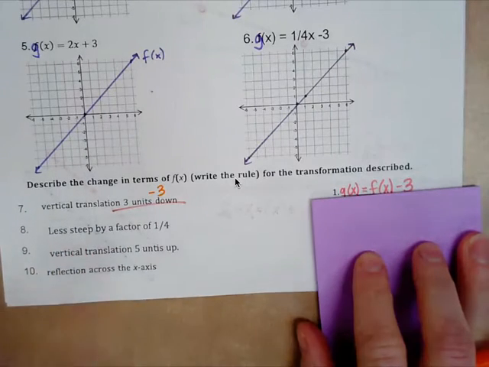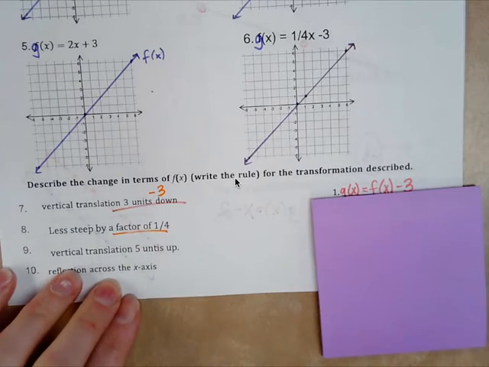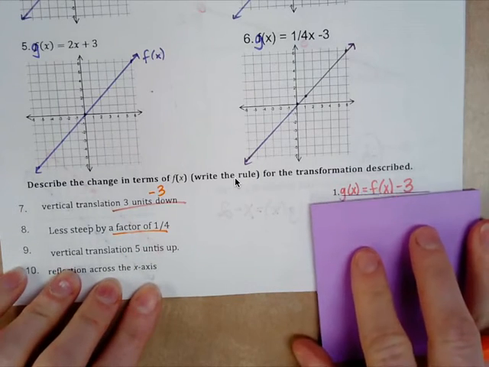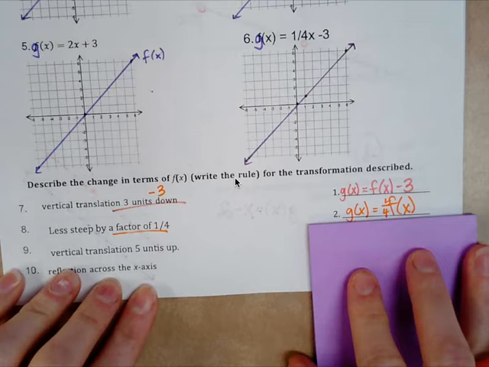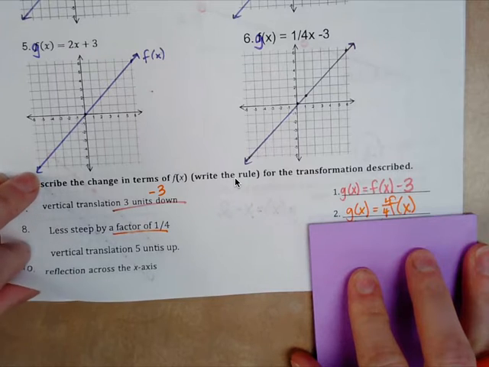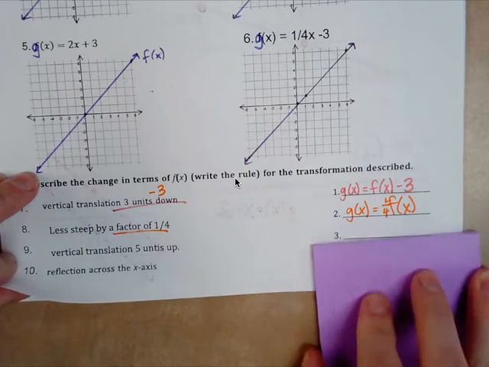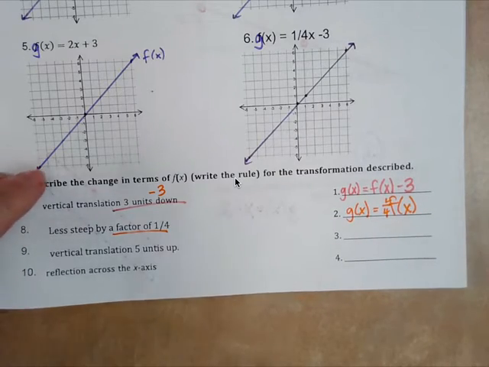Number 8 is changing the steepness. When you change the steepness, you're multiplying the f of x times some factor, which in this case would be 1/4. And so we would write g of x equals 1/4 f of x. All that does is change our steepness. Okay, so you will finish 9 and 10. Let's look on the back.